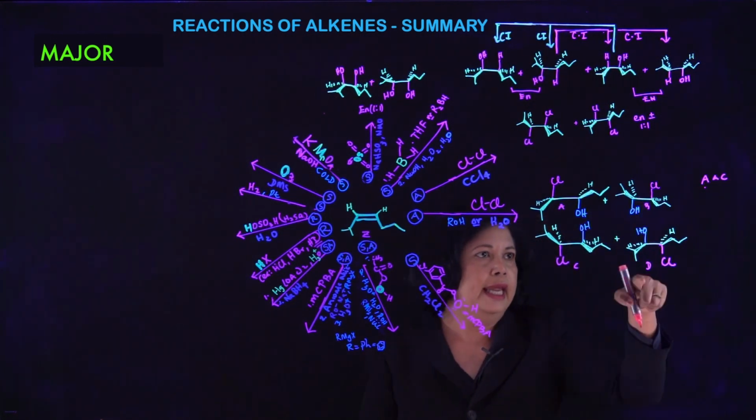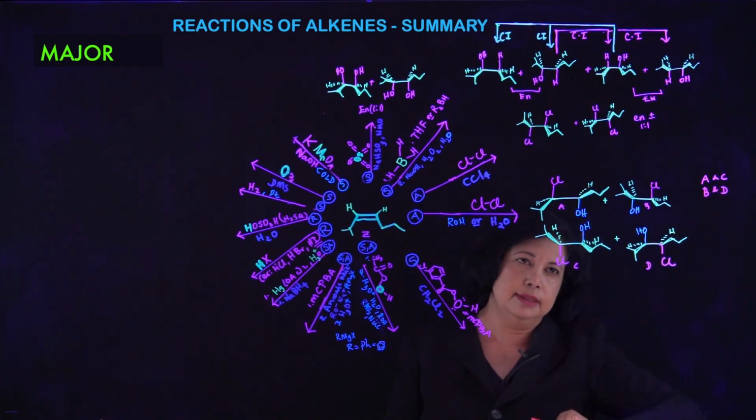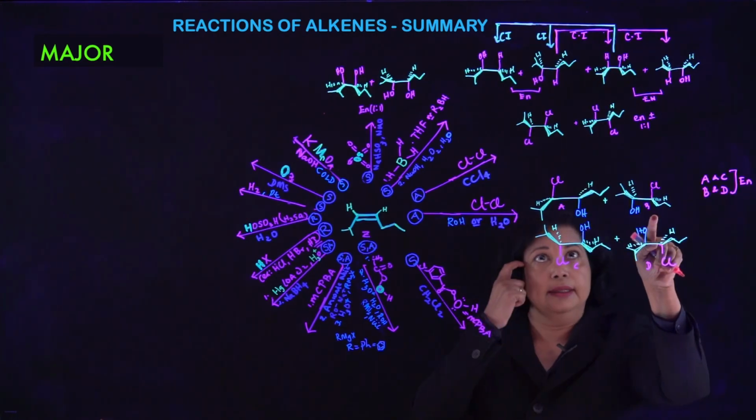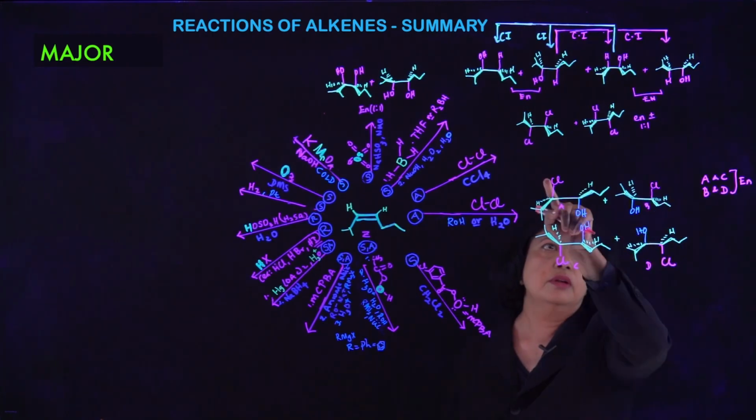And B and D are also enantiomers. What about A and B? Are they enantiomers or diastereomers? It looks like chlorine and hydroxyl are switched.